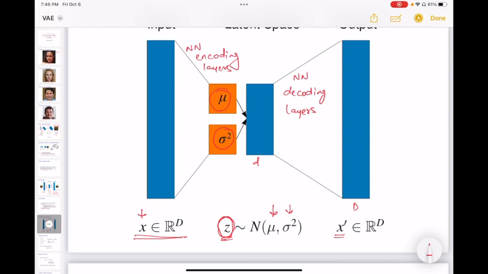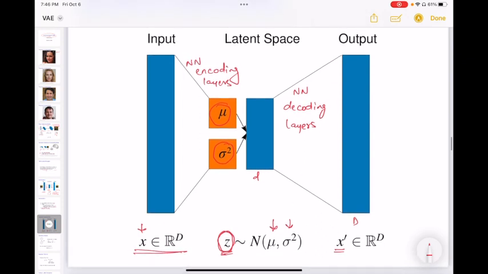The difference here from the autoencoder is that instead of directly giving us the value of Z through the encoding layers, we are recovering two different values, the mean and the standard deviation. And this mean and standard deviation define a normal distribution from which we are to sample this latent code. So instead of directly getting the latent code as a deterministic value, we are predicting a normal distribution, and from this normal distribution, we extract the latent code by sampling from it.